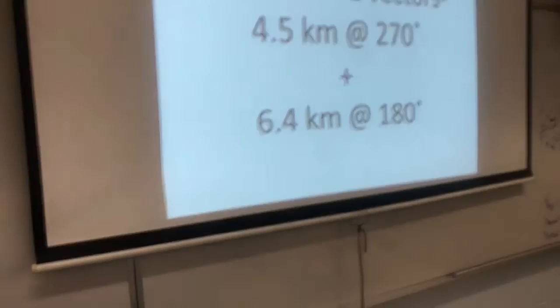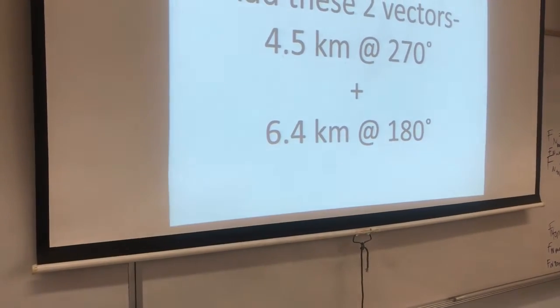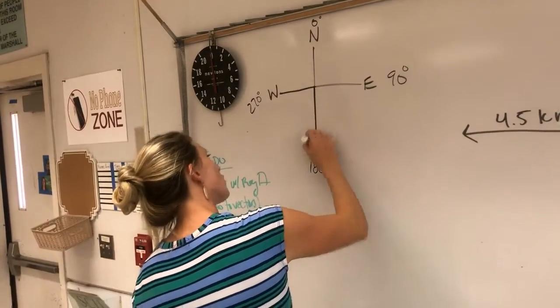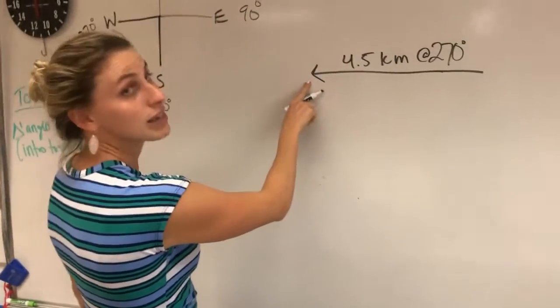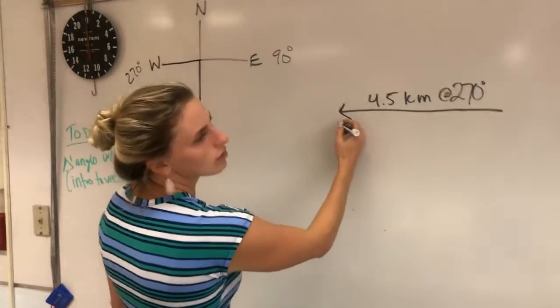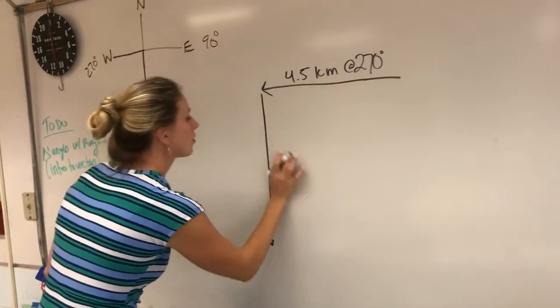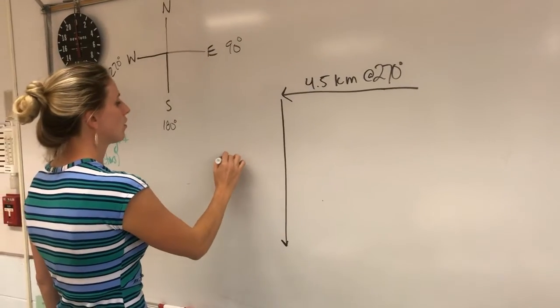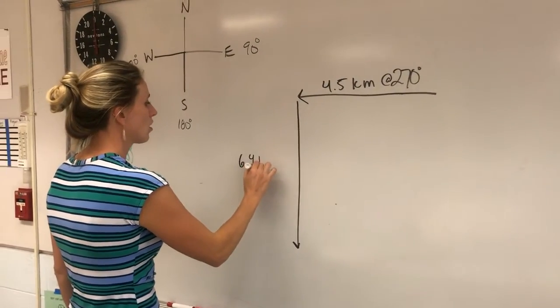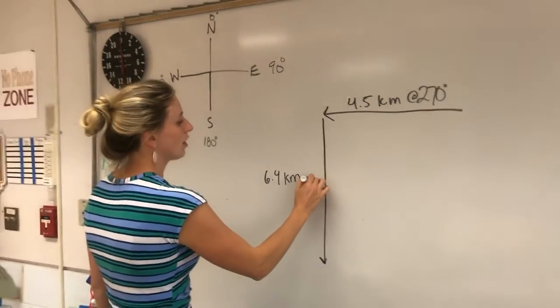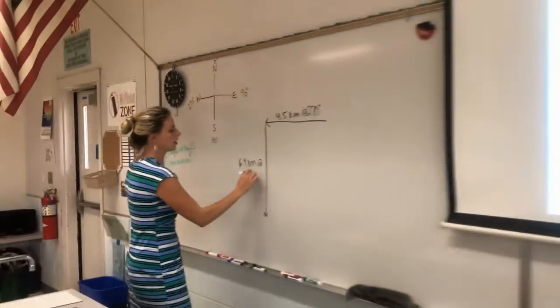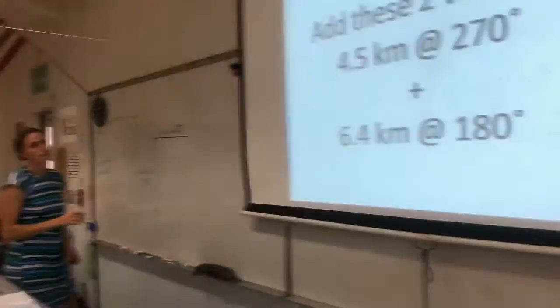And then 6.4 kilometers at 180. What direction is 180? Down, south. We have to add them head to tail, right? Head to tail, that's right. This one's a little bit longer. 6.4 kilometers south or at 180 degrees. Okay, we got our sketch.